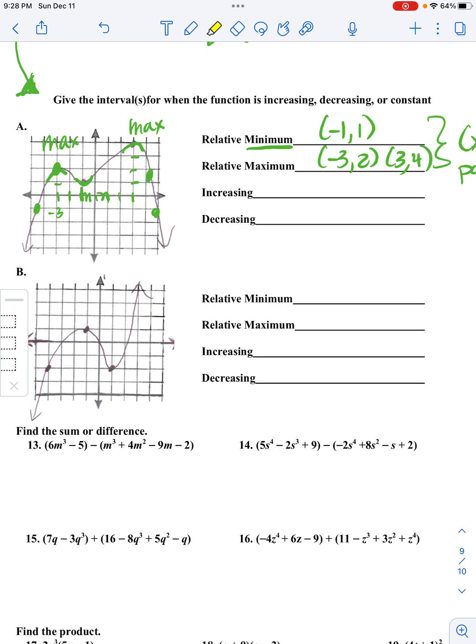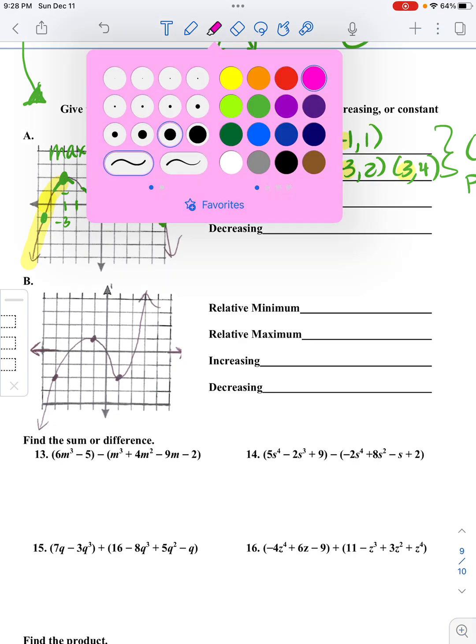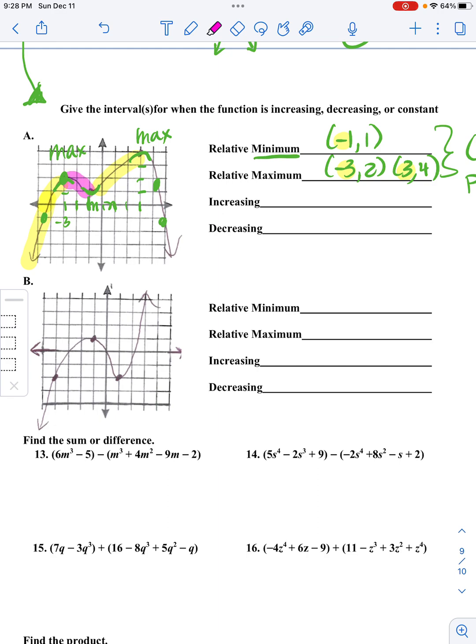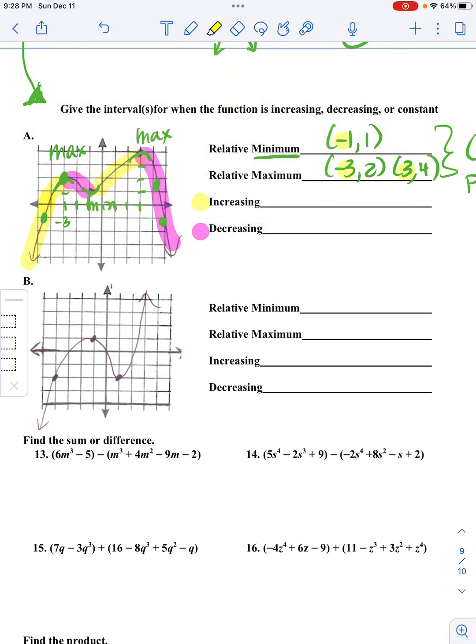Now, it's important as you go into these intervals next, the increasing, decreasing, to keep in mind that you only use the x values from those 3 points in your answers for this bottom part. Now, from left to right on this graph, you're going uphill, then you're coming downhill, then you're going uphill, then you're coming downhill. So decreasing is going to be downhill, increasing is going to be uphill.